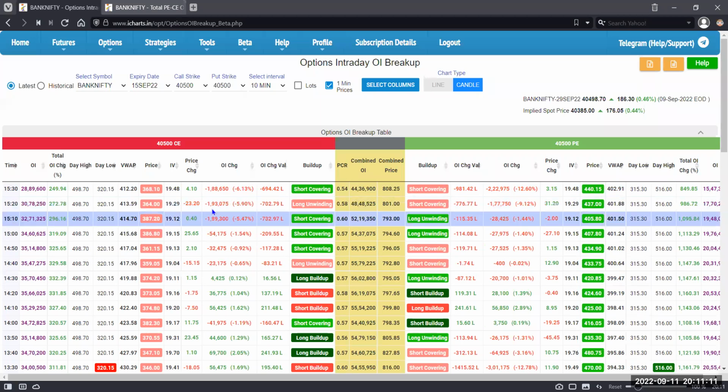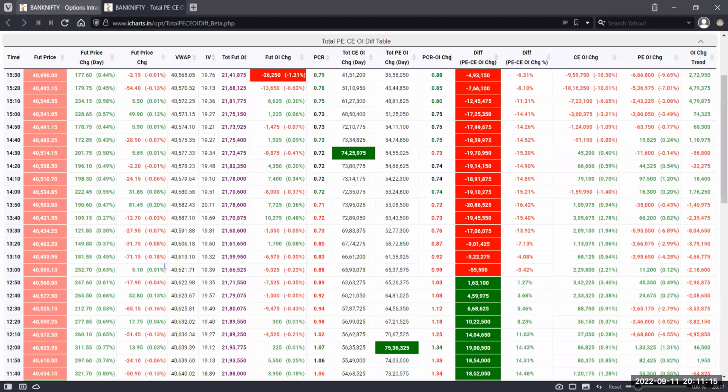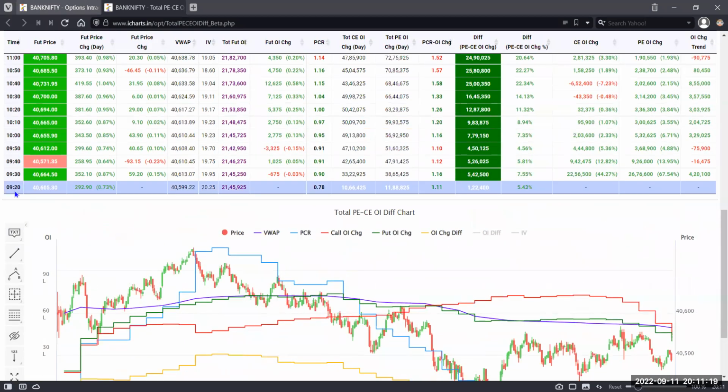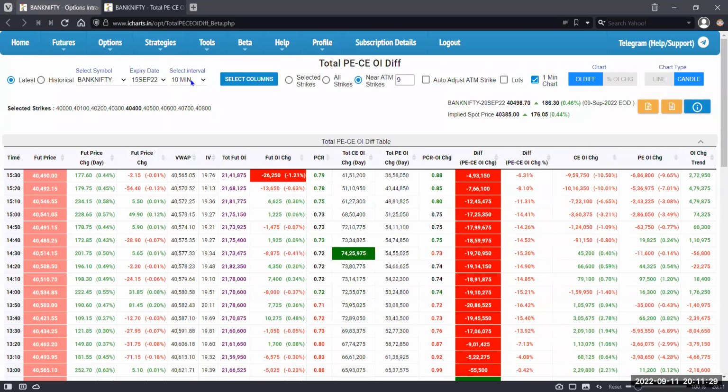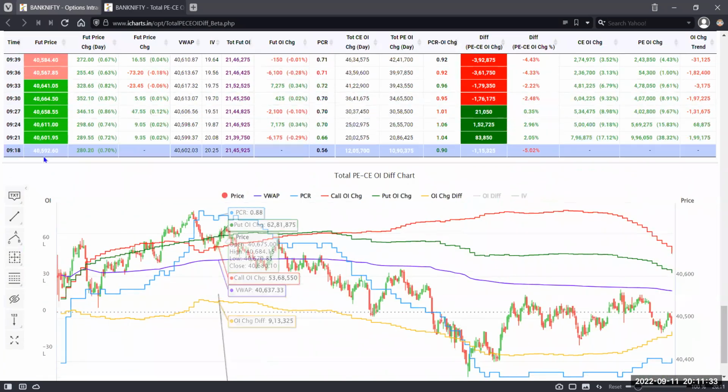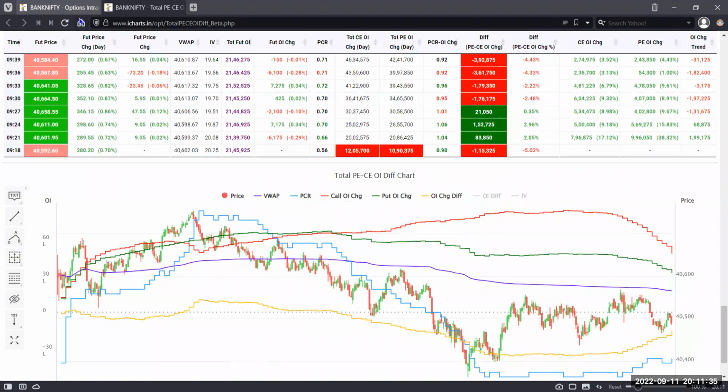Here, adding futures price would be useful, so we may be doing that. I'll just go here and see. At 9:20, the market is around 40,605. Whenever the market opens, you just check after a few minutes, or even at 3 minutes, that also is fine. Whatever the first update that you see, 40,600 is the one.